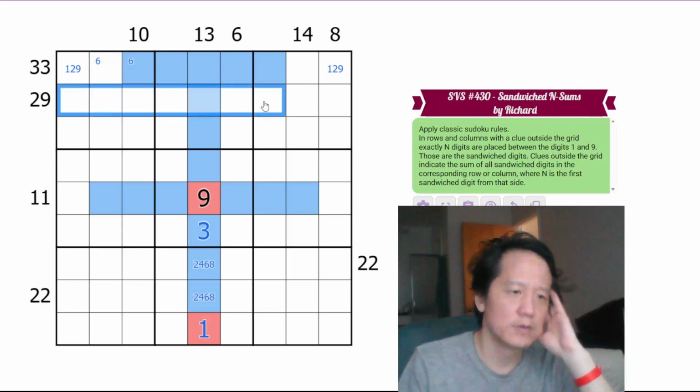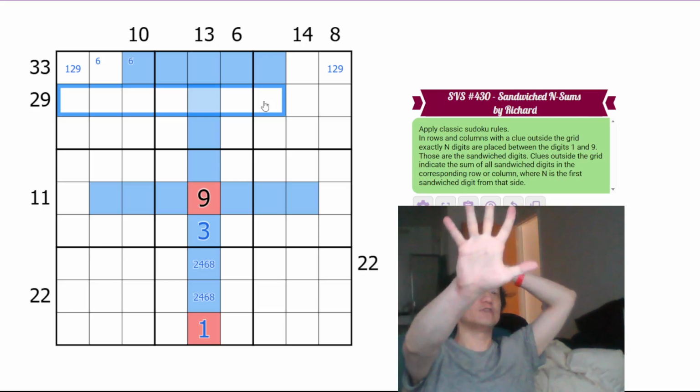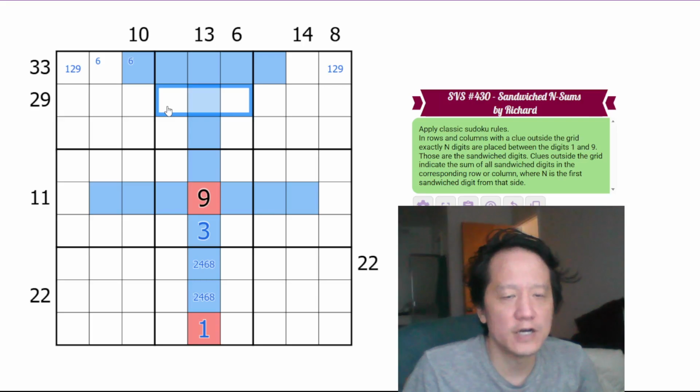29. To add up to 29, you have to have at least 5 digits. So these can never be crust either, right? You can't have 5 digits in between these. You can't have 5 digits in between these. So these cannot be crust. Therefore, both of these are crust. So this must be crust and this must be crust.